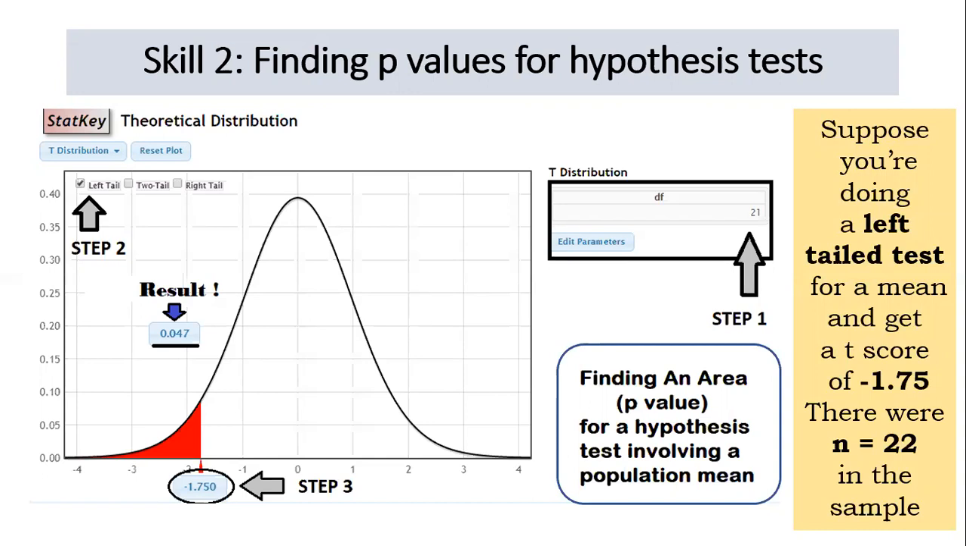and how we can use Statkey to help find areas underneath t-curves and thereby find p-values. We're going to suppose here specifically, for the purposes of example, that we're doing a left-tailed hypothesis test for a mean. And we're going to suppose that we have gotten a t-score of negative 1.75. Furthermore, we're going to assume here that there were 22 individuals in our sample.